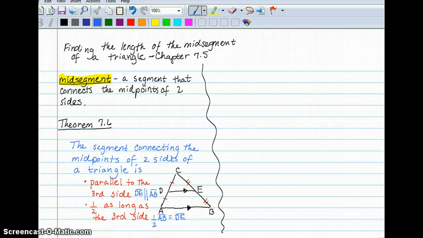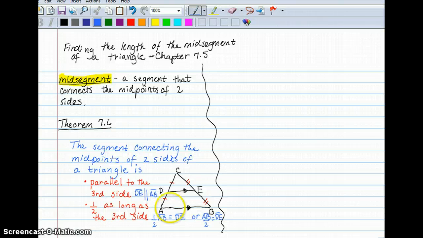And your notations are as follows. Segment DE, which is the midsegment of the triangle, is parallel to segment AB. And segment DE is half as long as AB. So if you take half of AB, you'll get DE. Another way to do this, it doesn't give this in the book, is to take AB, divide it by 2, and then that will equal DE. Most students tend to like that a little.